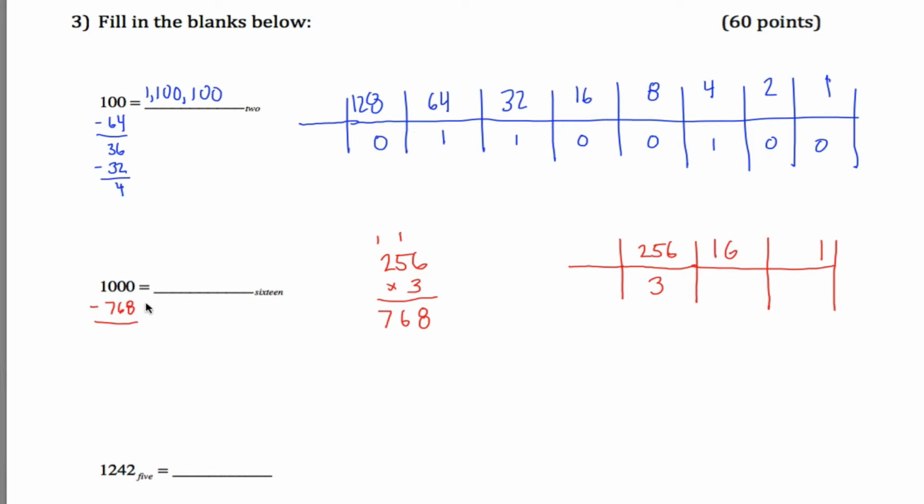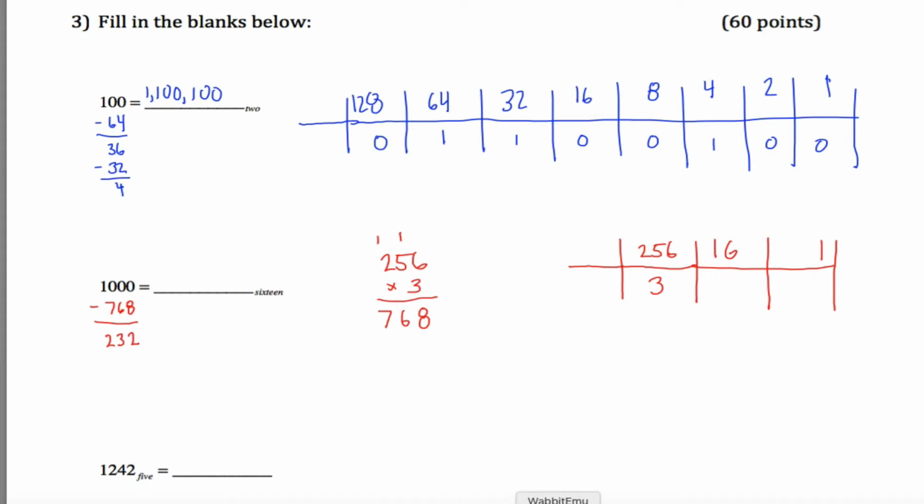Cool, but that's not enough. I wanted 1,000, so I need more donuts. So I need to subtract. 10 minus 8 is 2. That changes this into a 9, which minus 6 is 3. This is now a 9, minus 7 is 2. I need 232 more donuts. Okay, so how many 16s can I get into 232?